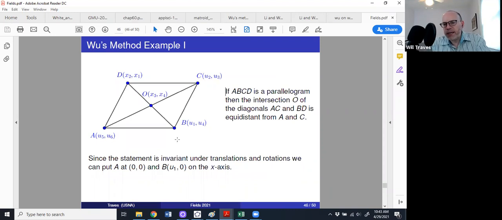Okay, so let me do one example just to show you what I mean, because I sketched out the method, but I didn't really give enough detail. So we're going to look at this theorem. It says that if you have a parallelogram ABCD, with the two diagonals AC and BD intersecting at point O, then O is equidistant from A and from C.